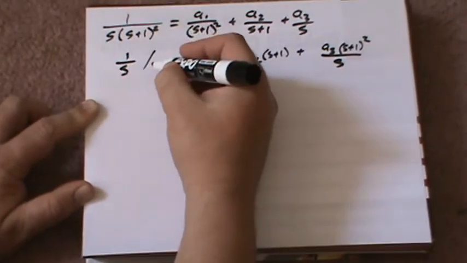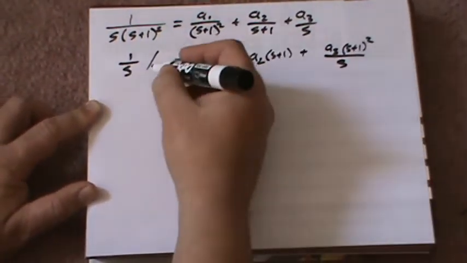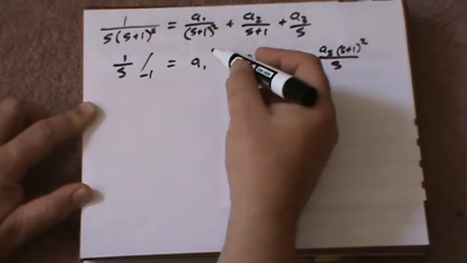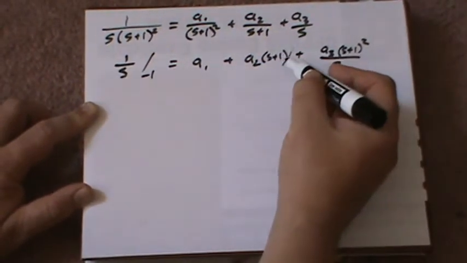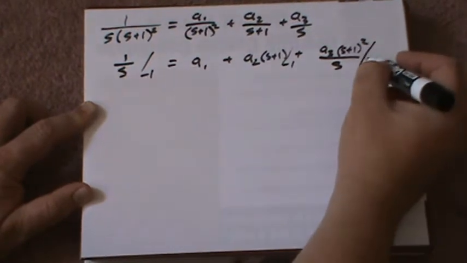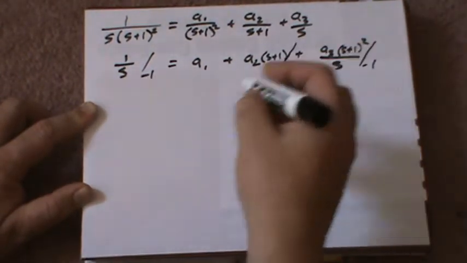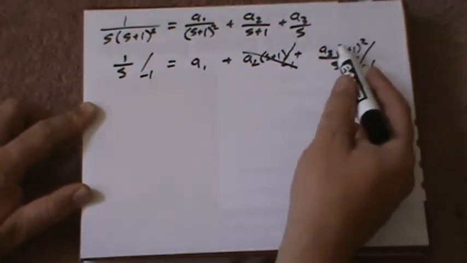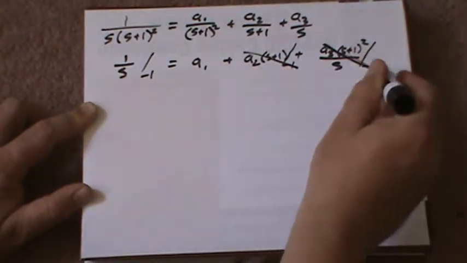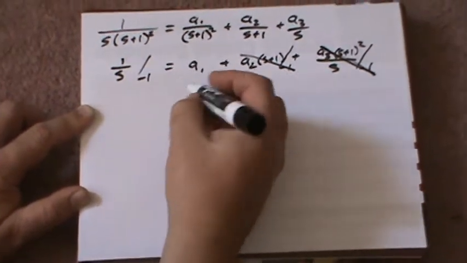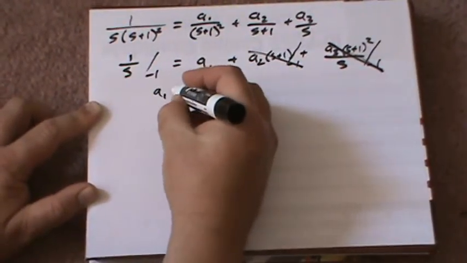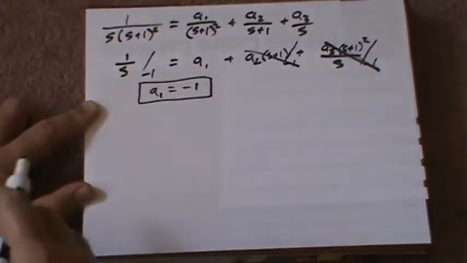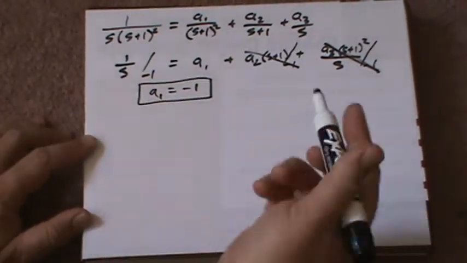And then we'll evaluate each one at s equal to, in this case, -1, because we want it so that it will cancel these out. Doesn't matter there, here, evaluate at -1, here we evaluate at -1. When we evaluate this at -1, this goes to 0, so it disappears. Evaluate this at -1, that goes to 0, it disappears. Evaluate this one, we discover that a1 is equal to -1. And we are happy with that, and that's nice and easy.